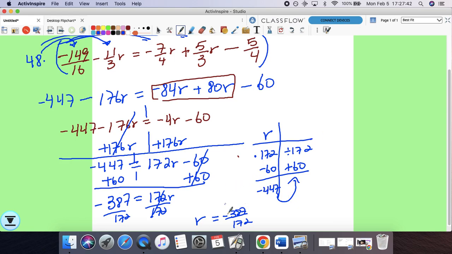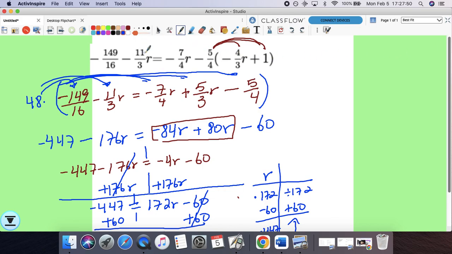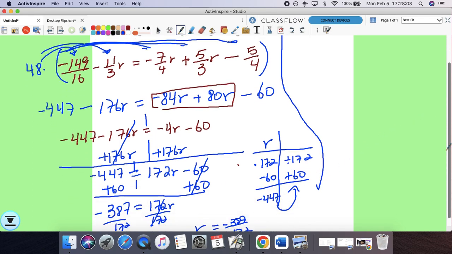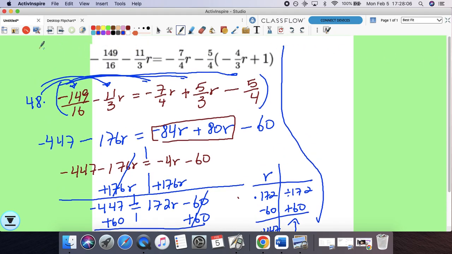Okay, so I can take this now, and this is the part where we all start crying, including me. And we got to plug it in here, here, and here in the original equation. So I'm going to do that. What's my answer again? Negative 387 over 172. Let me write this over here. Can I simplify that? Let's see. That's not divisible by 3. No. So, negative 149 over 16.